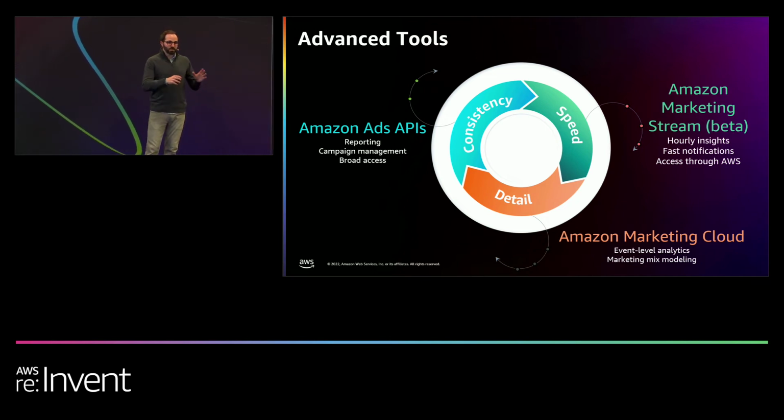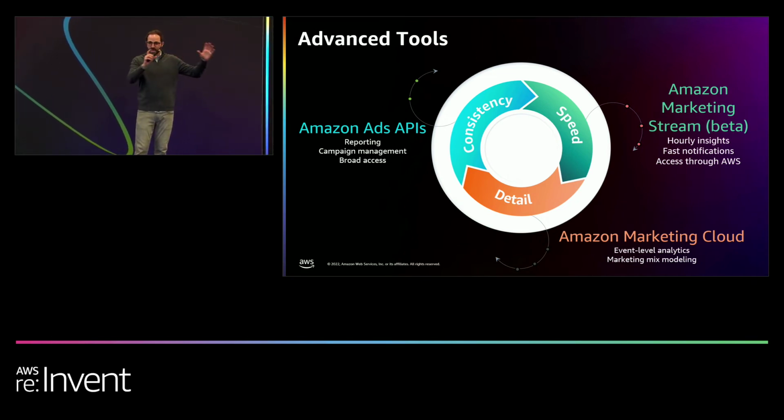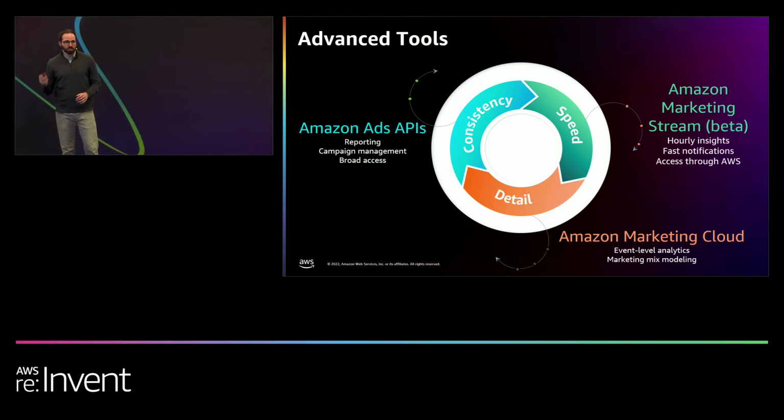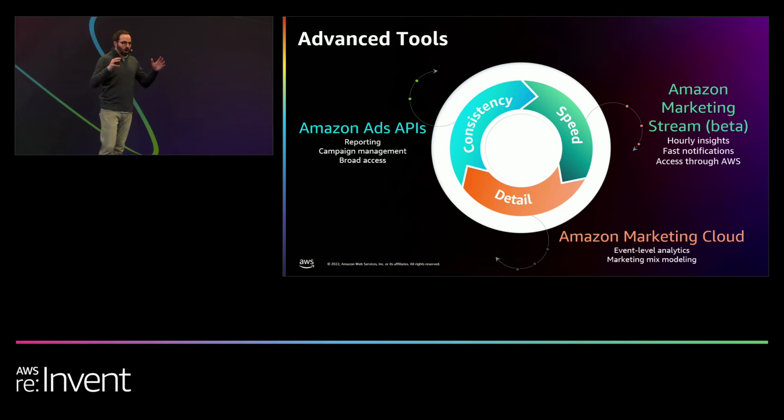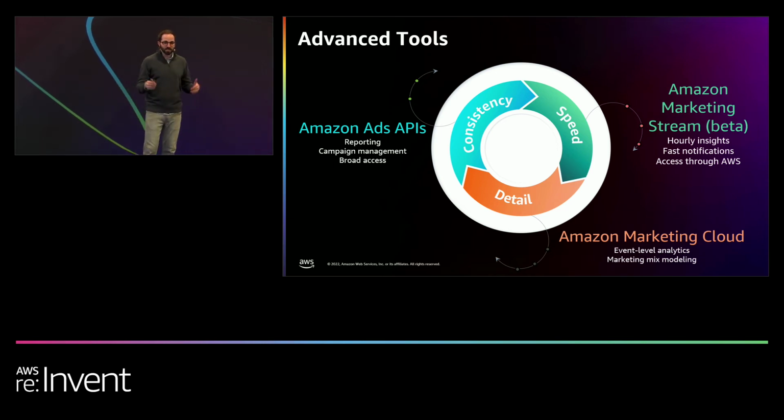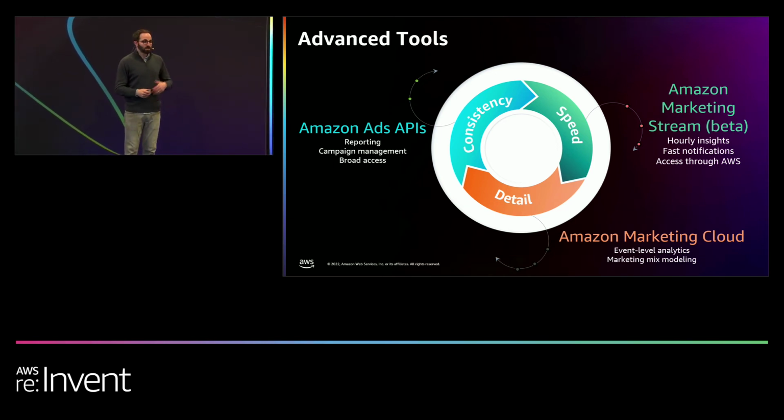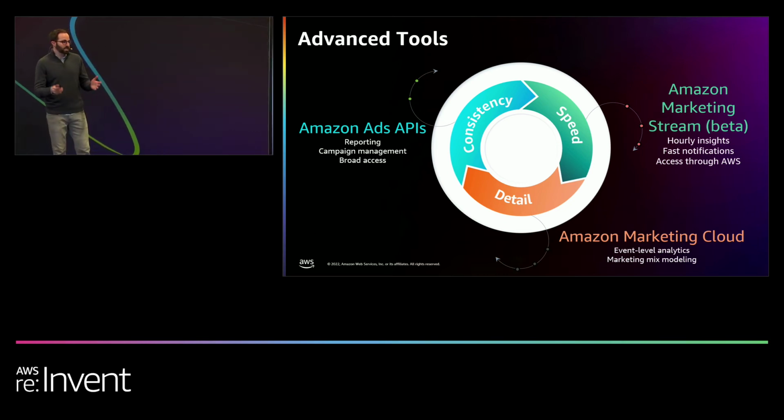AMC is basically, we're talking about APIs are daily information, Stream is hourly information. AMC is as granular as you can get, event-based information. Every impression, every click, every sale, all in one massive database that sits within AWS. And it's a queryable database. And we have data clean rooms available. We announced AWS Data Clean Room earlier today. AMC takes advantage of a lot of the same technology.